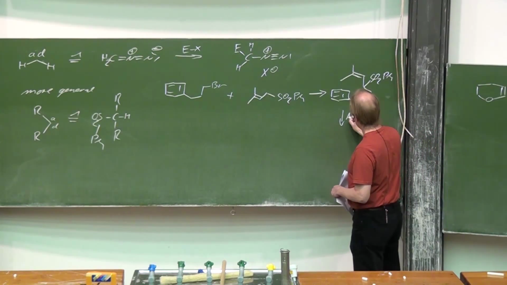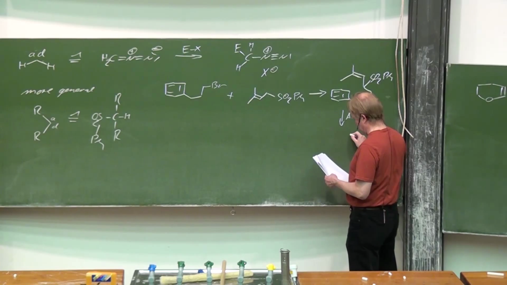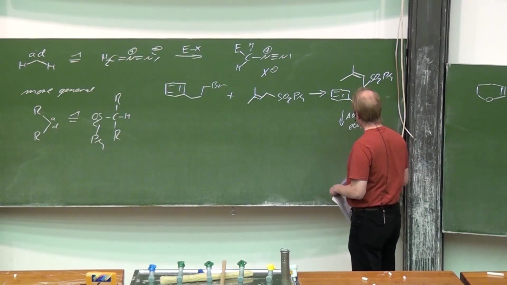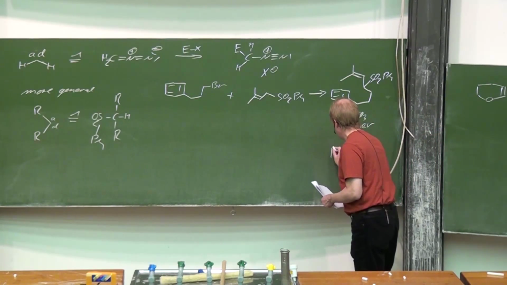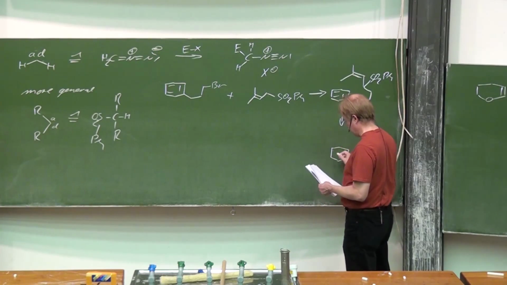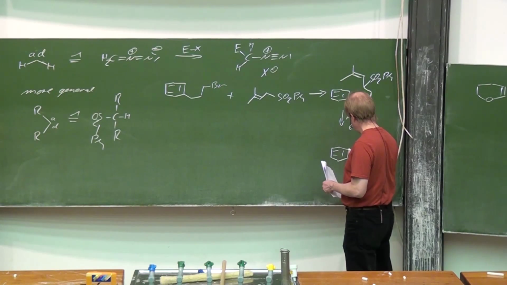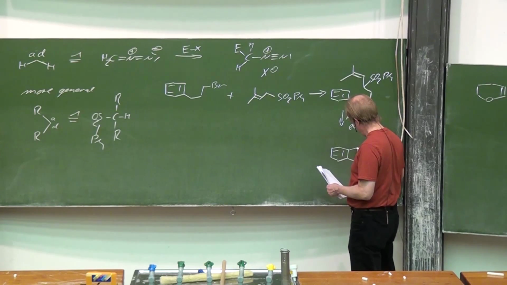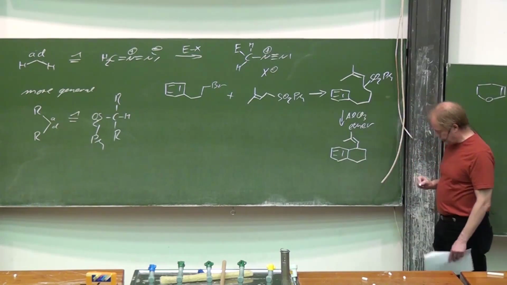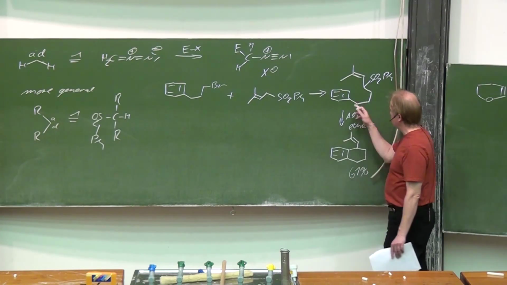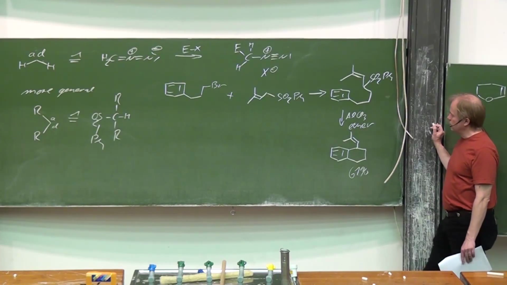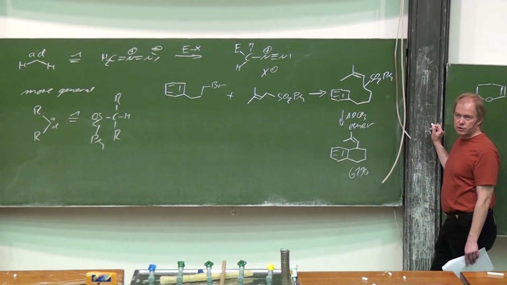And treating this with aluminium chloride in diethyl ether at about 0 degrees will lead us to this structure. The annulation reaction has taken place. Oh, this is simply a Friedel-Crafts alkylation.